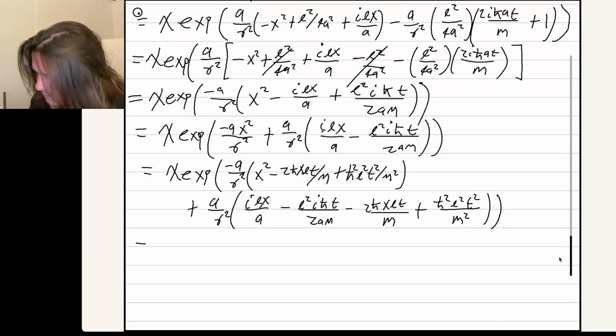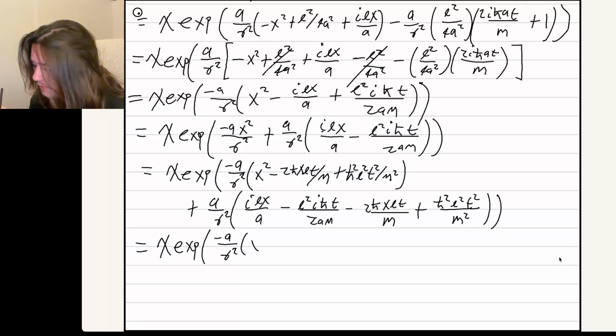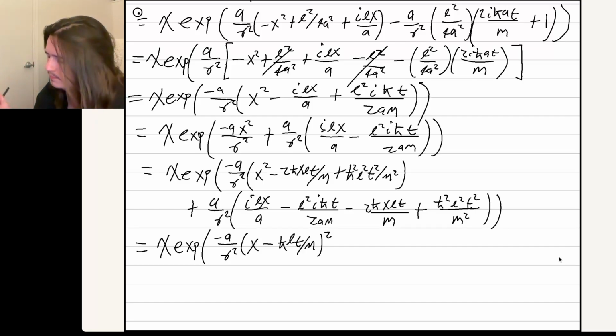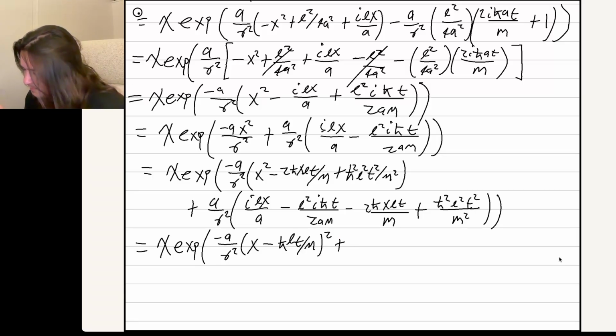This is all in the same exponent, by the way. It's getting hairy. So now we can actually group this together into one squared polynomial. So it's going to be minus h bar lt over m all squared. That was the point of that. And then we're going to move the a through here. So let's just move the a into the parentheses.